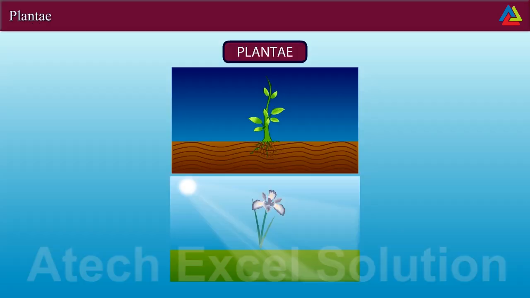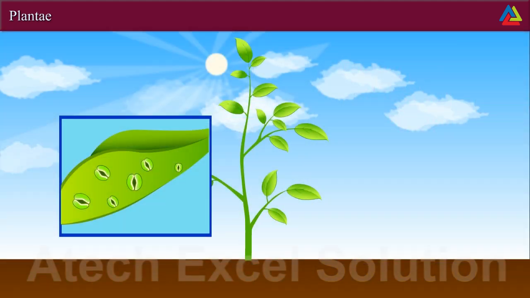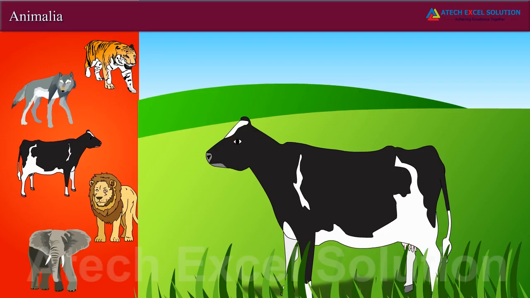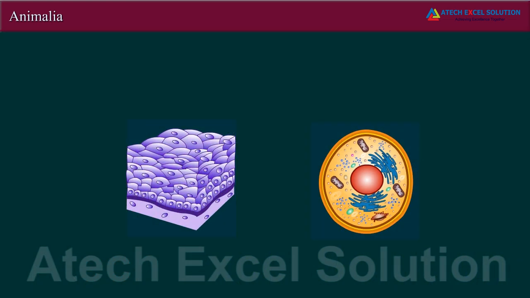Kingdom Plantae includes all multicellular eukaryotes with cell walls made up of cellulose. They are autotrophic and use chlorophyll for photosynthesis. Animalia is the largest of all kingdoms in terms of species. These include all organisms which are multicellular eukaryotes without cell walls. They are heterotrophic and get their food from the environment.